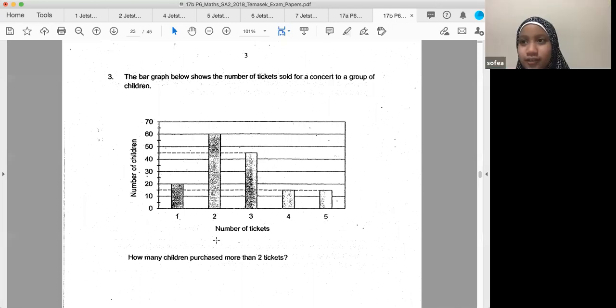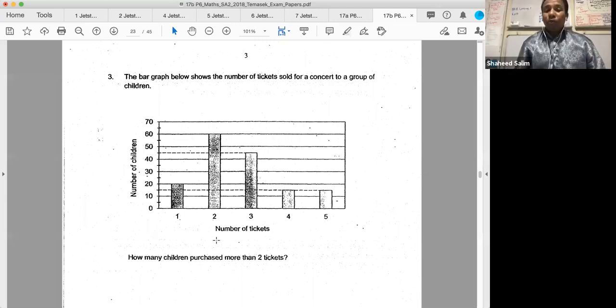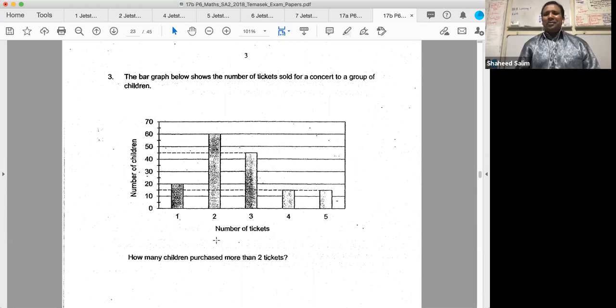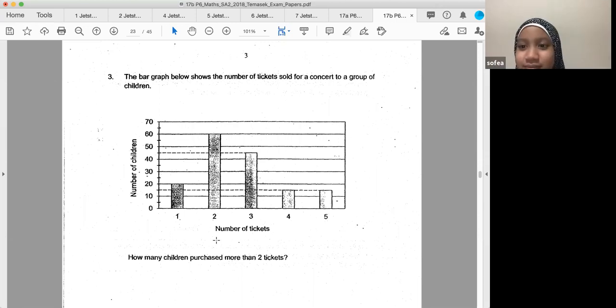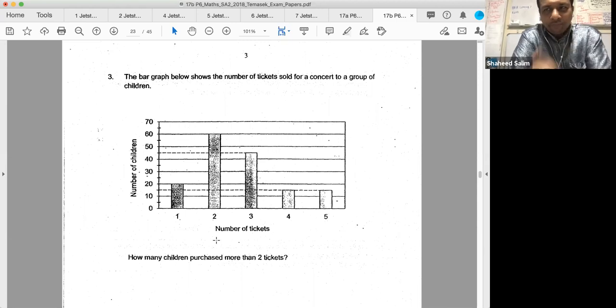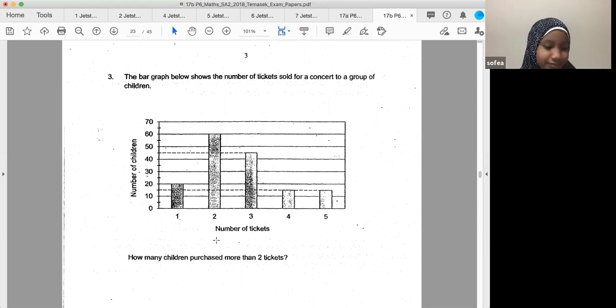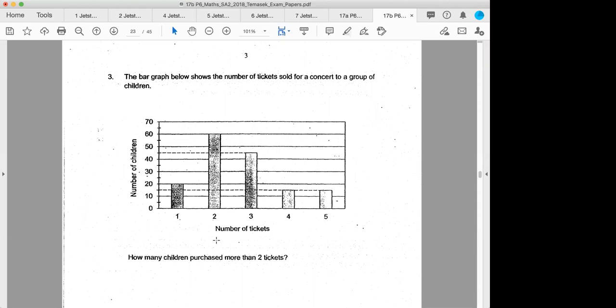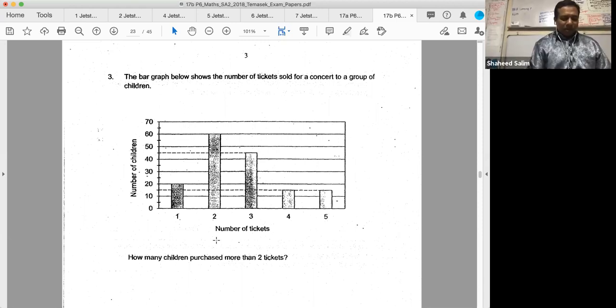My answer is 135. Why do you include the 1 and 2? They say more than 2 tickets. 1 ticket, 2 tickets. No, I didn't. You did not. This girl is not reading carefully. Intelligent, but she wants to do very fast. 75. Not everything, only more than 2. My answer is 75. Only more than 2. What about Shafika? What about Rahana? 60. How did you get 60, Shafika?